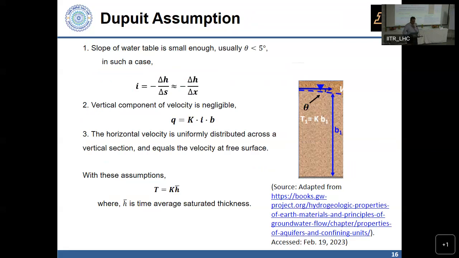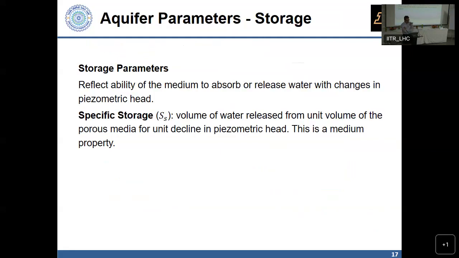So that is Dupuit's assumption. It allows us to assume that at any section, the streamlines are all essentially horizontal. So we make some error close to the water table, but usually that is a small error. So the transmissivity and conductivity are aquifer parameters for conduction. Let's quickly talk about storage parameters because you need those for the tutorial today.